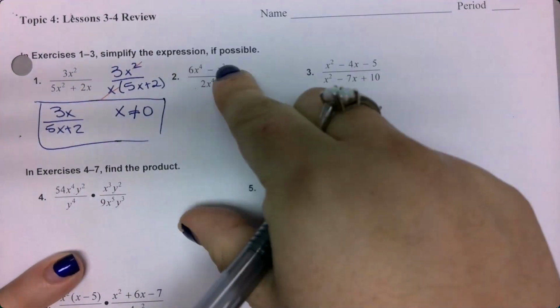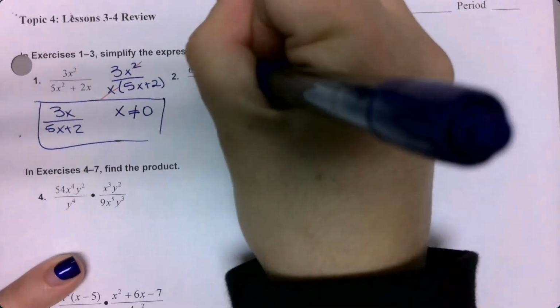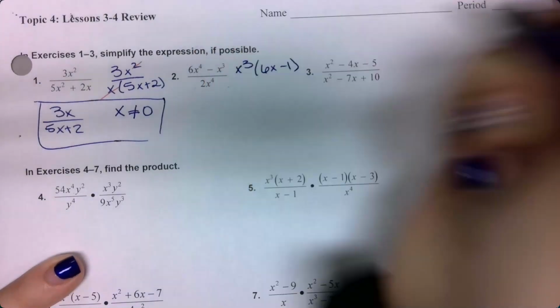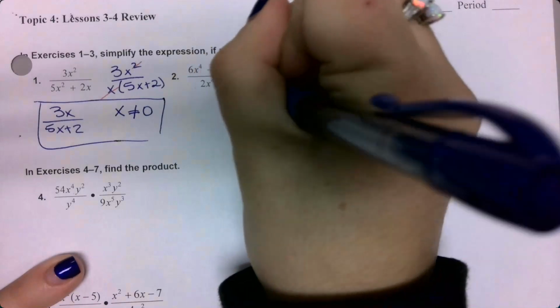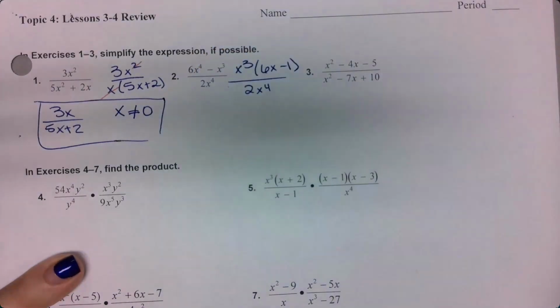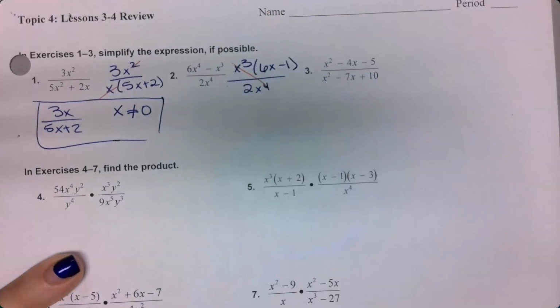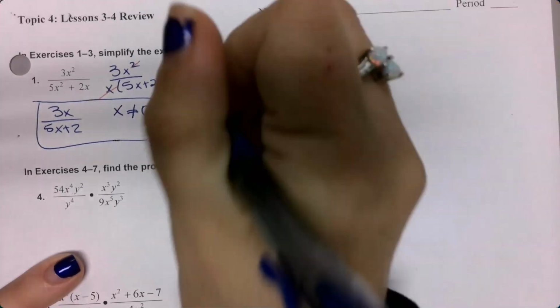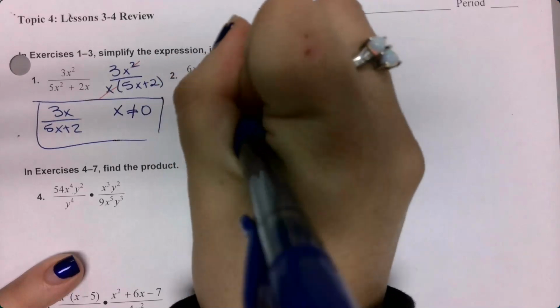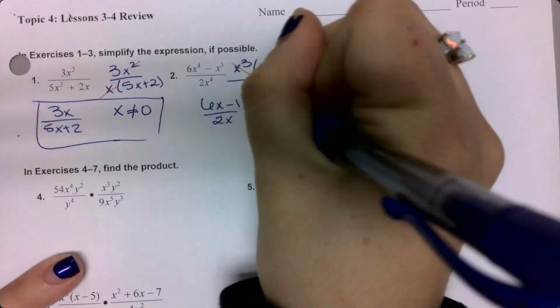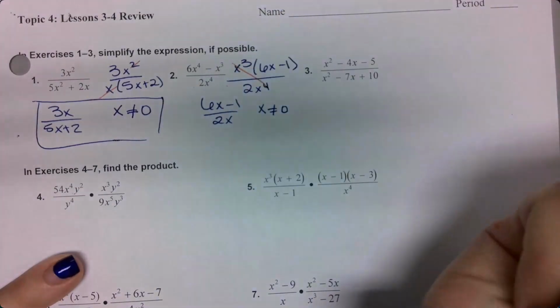Same idea for number 2. Both of my terms on my numerator have an x cubed, so I'm going to pull that out. That leaves me with 6x minus 1. And then on my denominator, that's 2x to the 4th power. I have 3 x's on the top, so that'll leave me with 1 on the bottom. Then I have 6x minus 1 over 2x. Again, because I canceled out an x from the bottom, I want to do x can't equal 0.